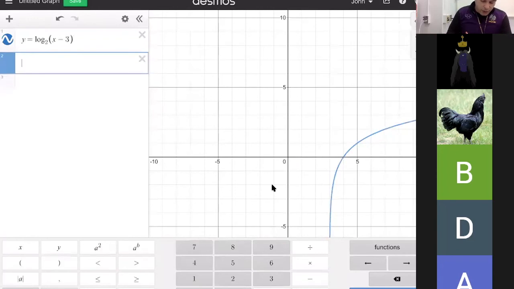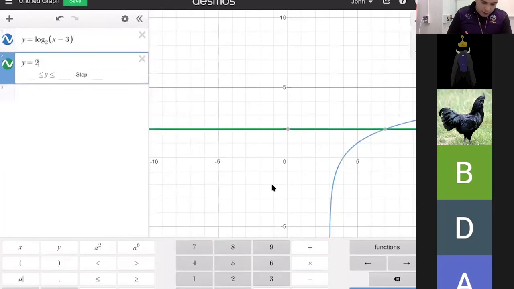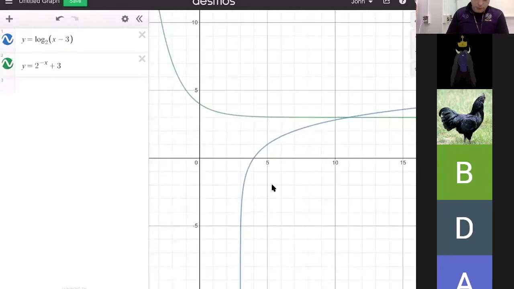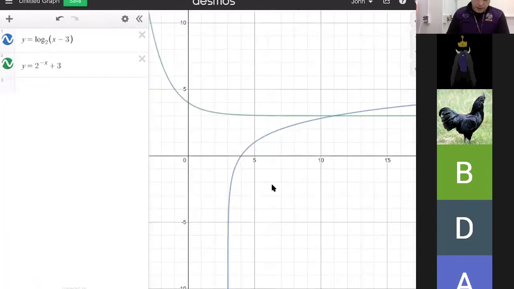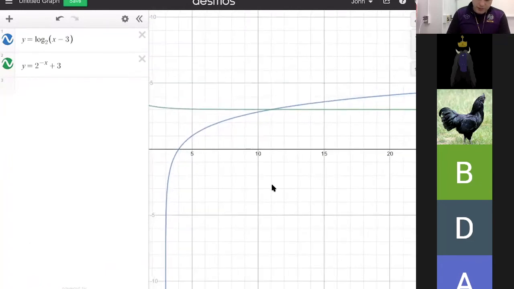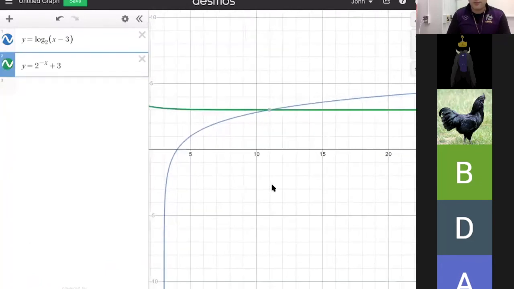Now the next one I'm going to do is its inverse. y equals 2 to the negative x plus 3. Okay, so we see that symmetry there. They do meet here. They have a common point, which makes sense when x and y switch.